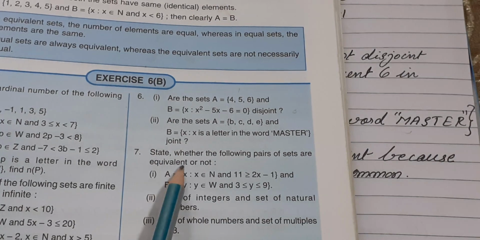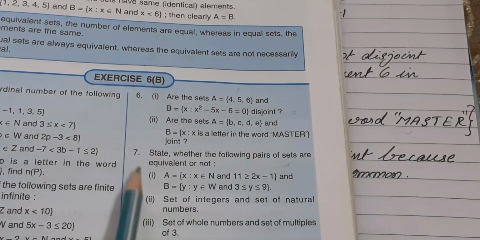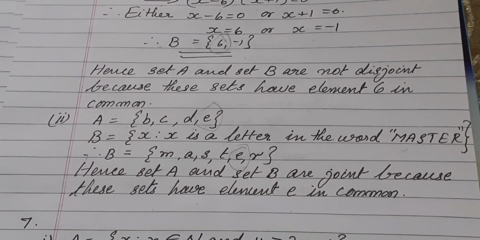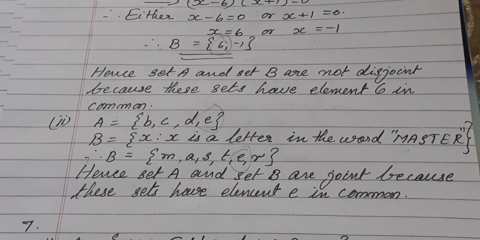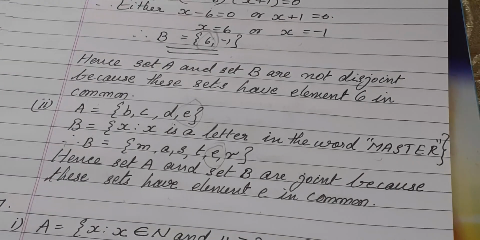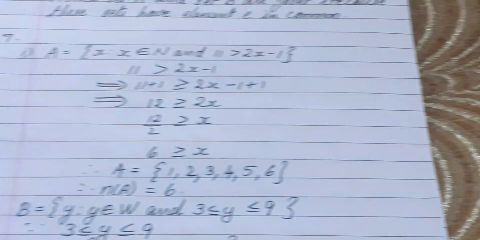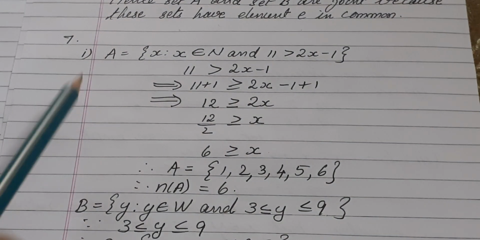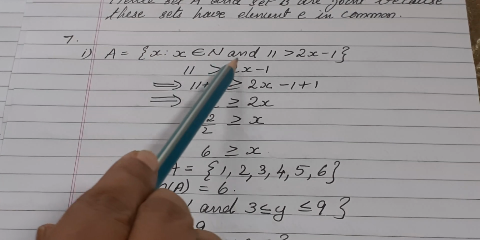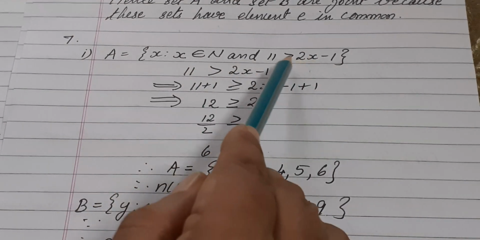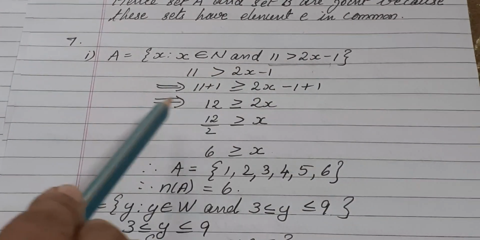Now we are moving to the seventh question. State whether the following pairs of sets are equivalent or not. What do you mean by equivalent sets? They will have an equal number of elements. That means you have to find out the cardinal number of the given sets. If they are equal, you can say that they are equivalent sets. First one, A is equal to the set of all x such that x belongs to N and 11 > 2x - 1. The condition here is 11 > 2x - 1.